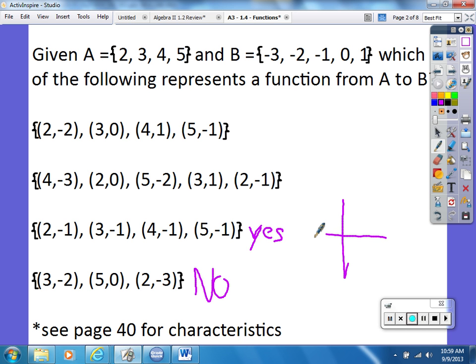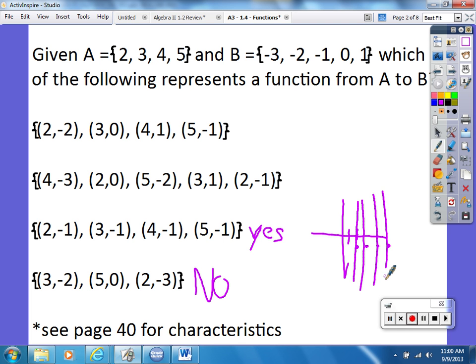I'm actually going to graph it. So I'm going to go to 2, -1, 3, -1, 4, -1, 5, -1. What famous test could I use to actually figure out if it's a function? Vertical line test, correct. So if I do the vertical line test, how many times does it hit? That only hits 1, right? Only hits 1, only hits 1, only hits 1. So that is a yes for that one.